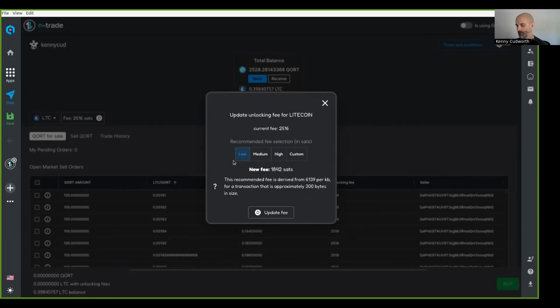And so there's a low recommendation, a medium recommendation, and a high recommendation. Now these recommendations are based on Litoshis, or often called Satoshis or sats, per kilobyte. And you'll see that the high recommendation is 12,516 per kilobyte. But what the fee really comes down to is how much you need for 300 bytes, because an unlocking transaction, which is the transaction that's going to be coming into you from your sale, is going to be 300 bytes. So it does the math for you, and it's recommending 3,755 sats for that trade. Now that's the high recommendation.